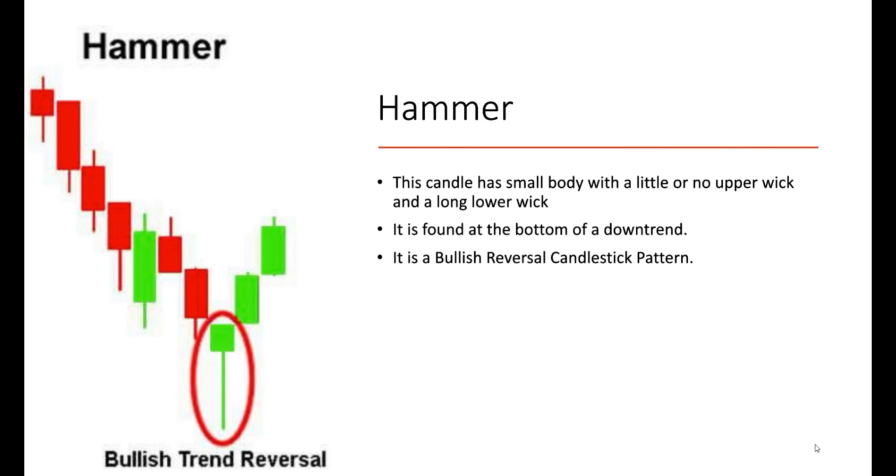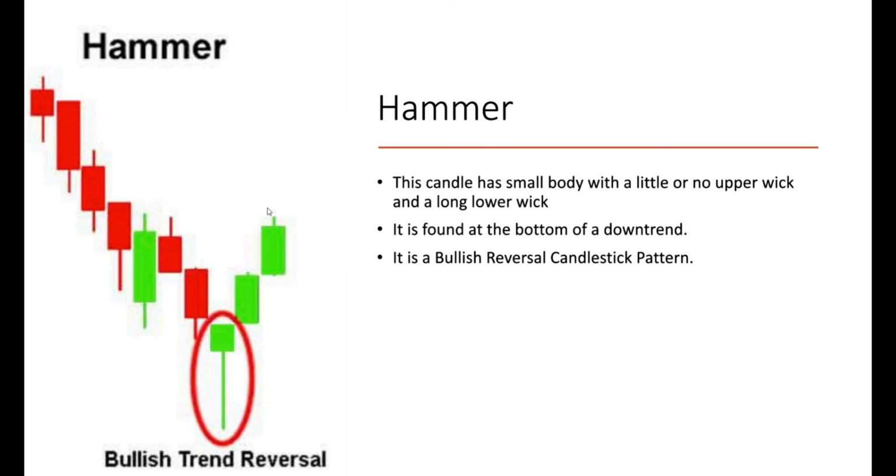Now we are talking about the first candlestick, that is the hammer. As the name suggests, it looks like a hammer. You can find the candle here has a small body with no upper wick, or maybe a small upper wick, and the lower wick would be long. And where it is formed matters a lot. It is formed at the bottom of a downtrend. This is the trend down, and you find this at the bottom. Then it is called a bullish reversal candlestick pattern.